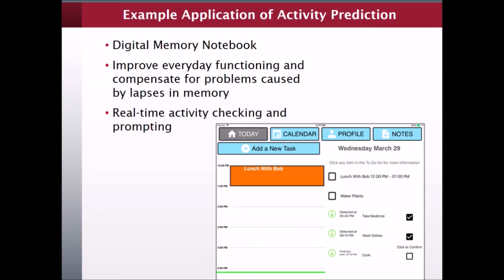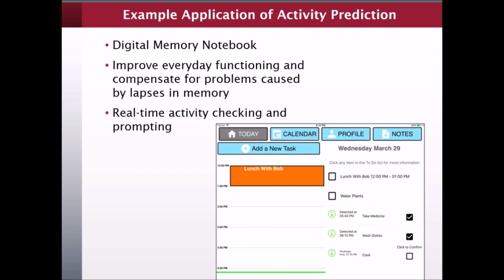Now let's briefly look at one application that uses activity prediction based on ambient sensors. And this application will be discussed in more details in the next course of health applications of behavioral analysis from ambient sensor data. This particular application is called a digital memory notebook, and the goal is to improve everyday functioning and to compensate for problems caused by memory loss, as might happen with individuals who have traumatic brain injury or are aging.